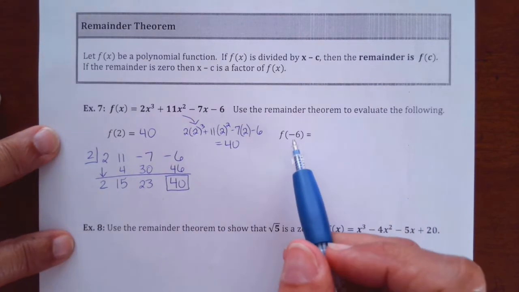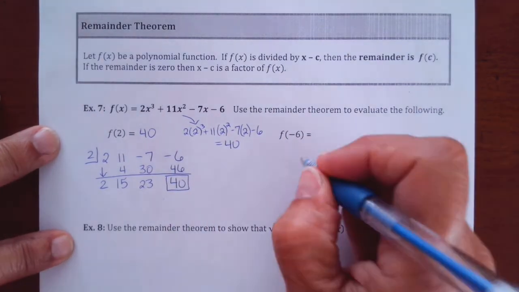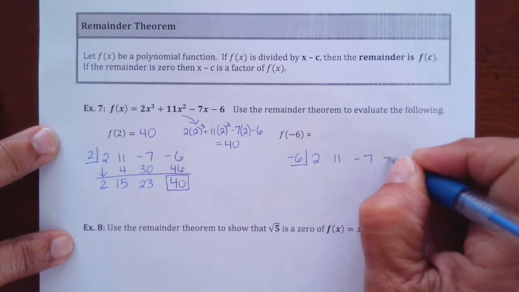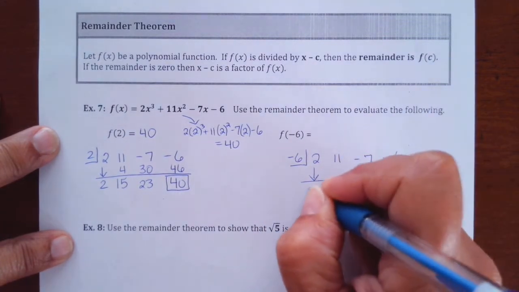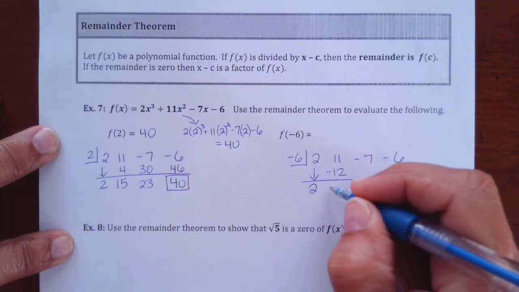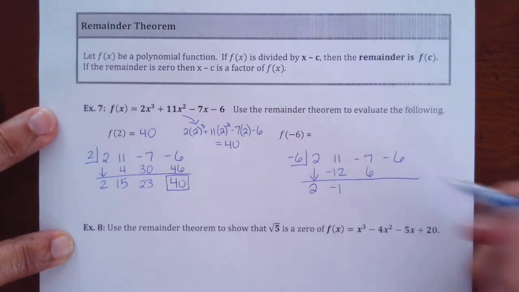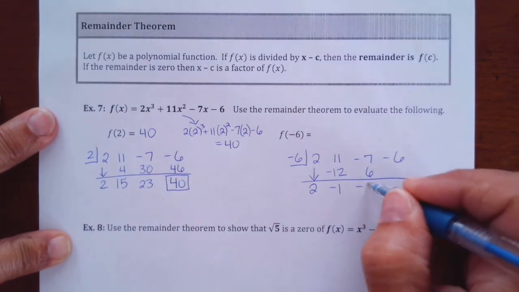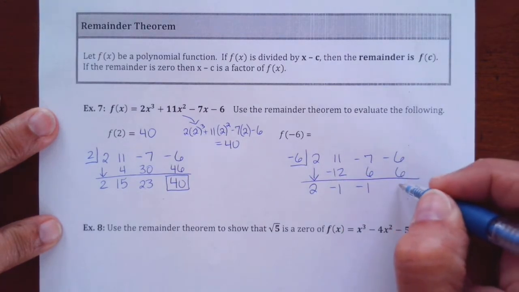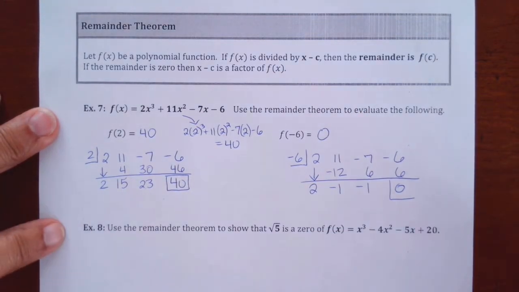Okay, all right, so f of negative 6. Do you want to plug negative 6 in here and work it out? Go right ahead. I'm just going to do negative 6, and I'm going to put these same numbers back, and I'm going to bring down that 2, and I'm going to do synthetic division. So 2 times negative 6 is negative 12. I'm going to add that column, get negative 1, multiply negative 1 times negative 6, that's positive 6. Add that column, I get negative 1. Negative 6 times negative 1, positive 6, I get a remainder of 0. So that means f of negative 6 is 0.